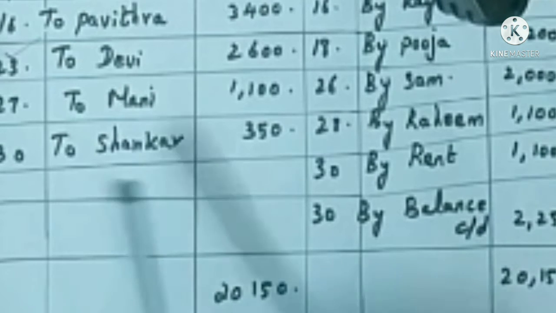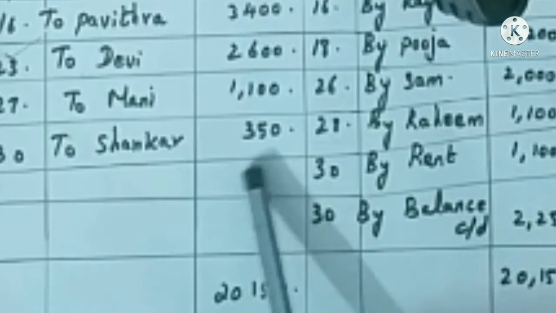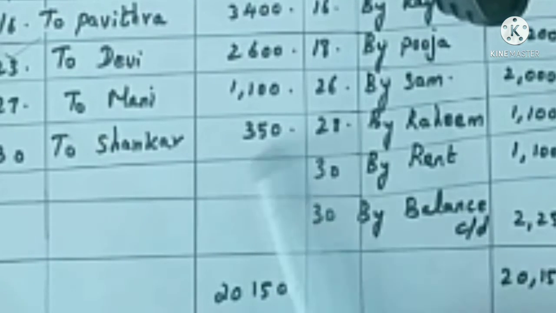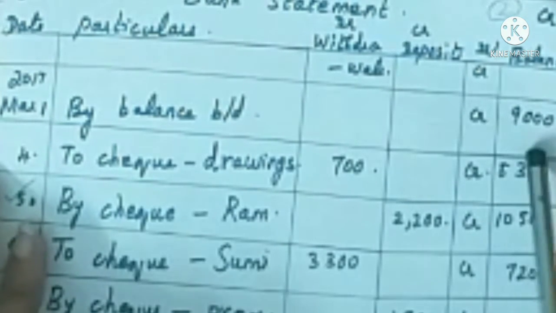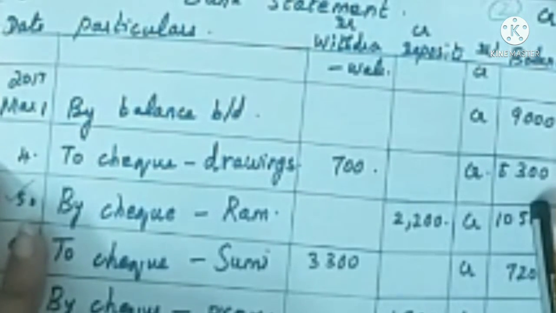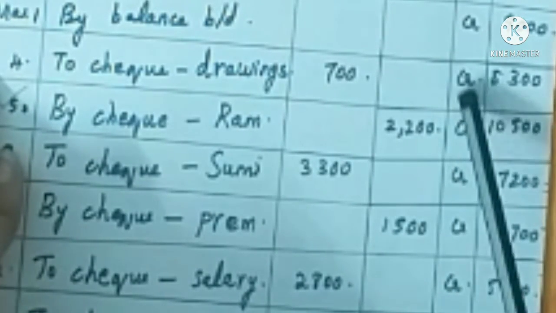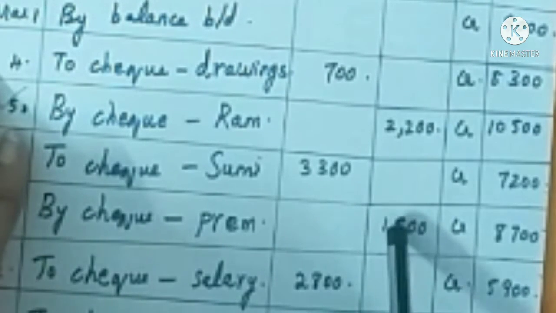Next one, To Sankar rupees 350 is debited in the cash book, so this has to be credited in the passbook. Let's see whether it is credited in the passbook. See, By balance brought down 9000, By cheque drawings 8300. On the credit side, rupees 350 is not shown in the passbook, so this 350 is not recorded in the passbook.